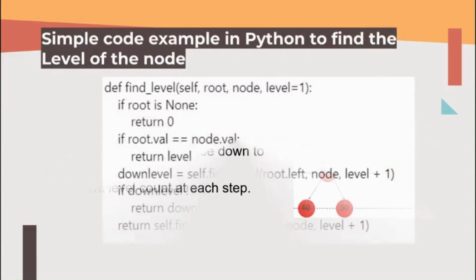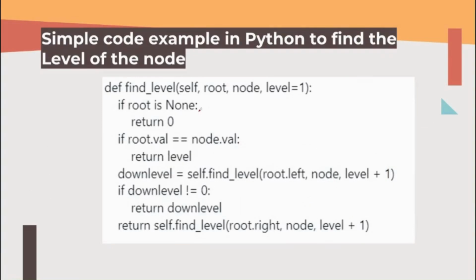Okay. Now see an example code. If the root is None, return 0. That means there is no element. If the root value equals node.value, then return the level at which it is present. For the down levels, self.find_level is another function. This function name is find_level. We are passing the left side root node, node value, and level plus 1. Why are we adding to the level? The element at whichever level it is present is also considered as one of the levels, so we are adding +1 to that level.